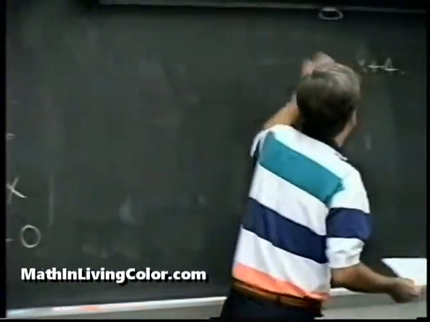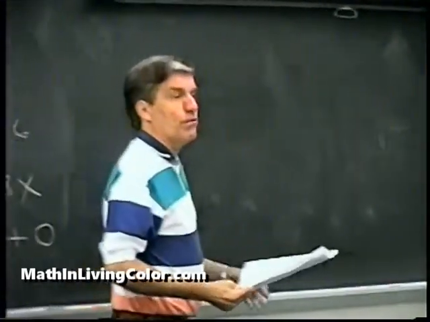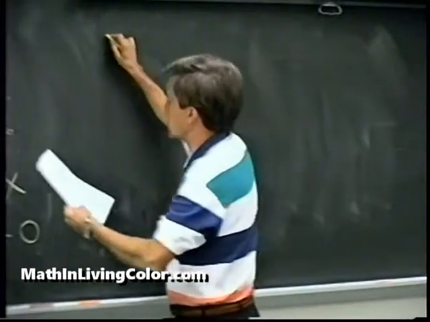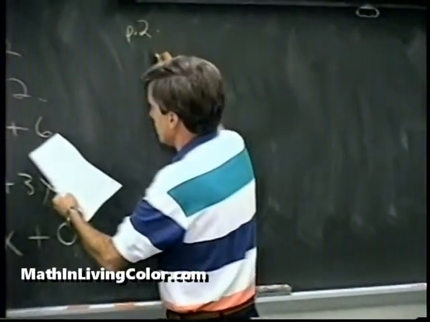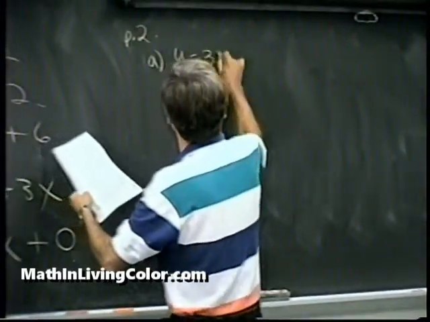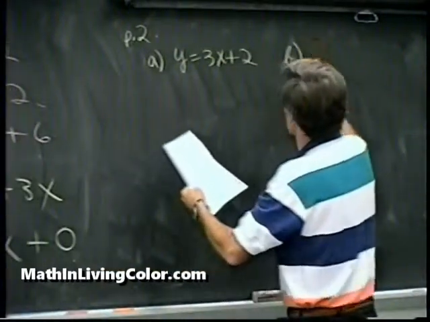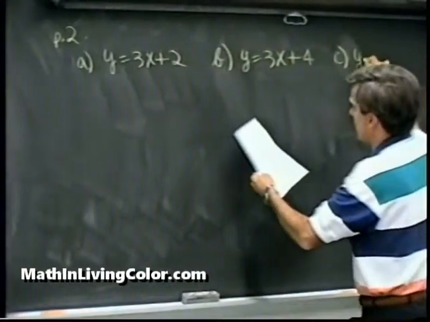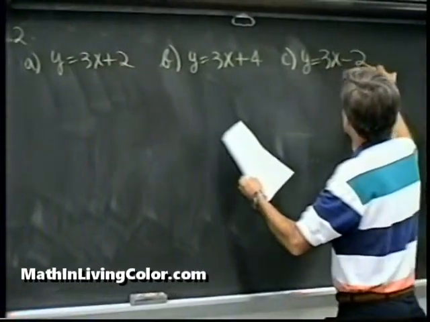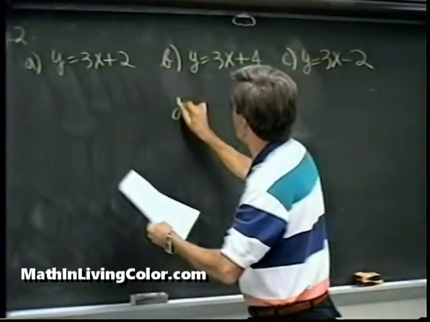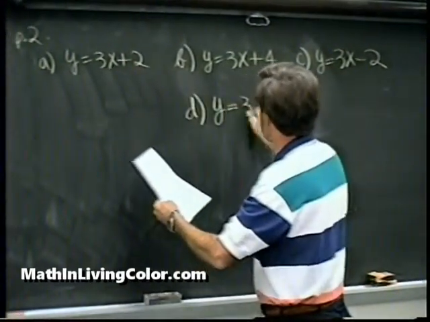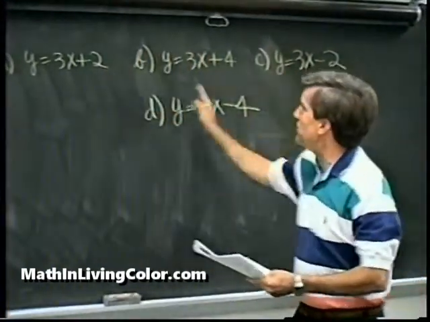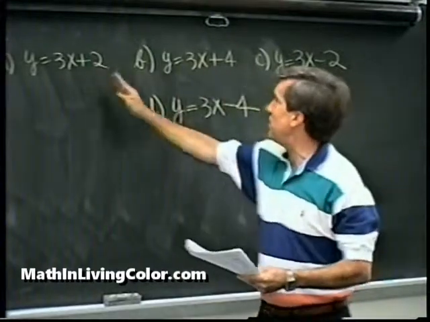Now I want to show you the next point, and that's how to find the slope of a line. Okay? The slope of a line. I've got 3 examples here in the middle of page 2, and it says A, y equals 3x plus 2. B, y equals 3x plus 4. C, y equals 3x minus 2. And D, y equals 3x minus 4. Okay? All 4 of these equations, what's common to all 4 of those?